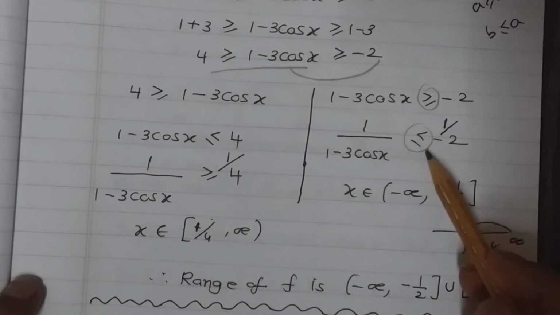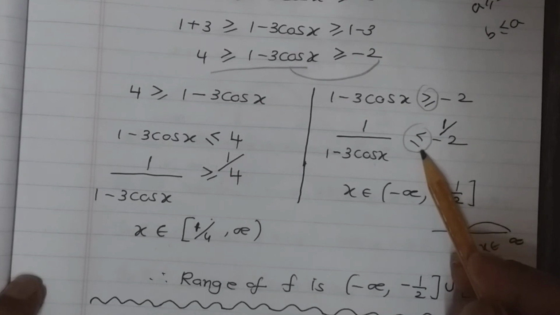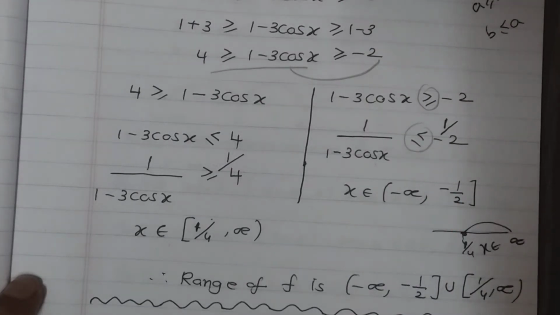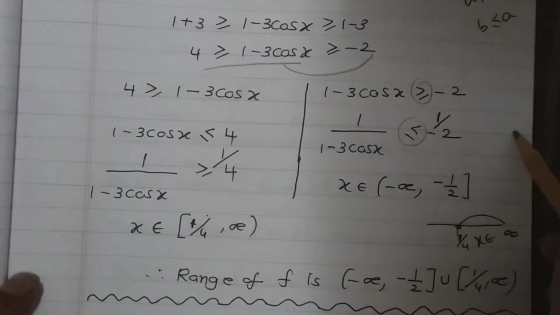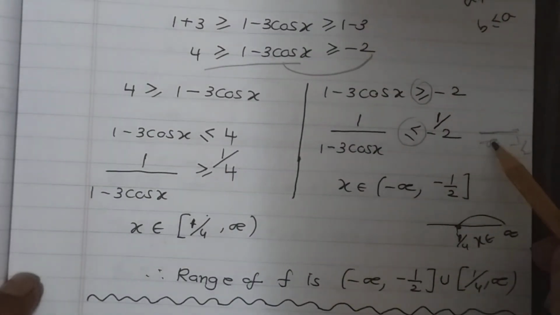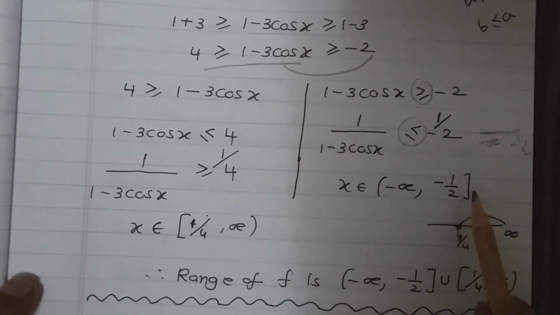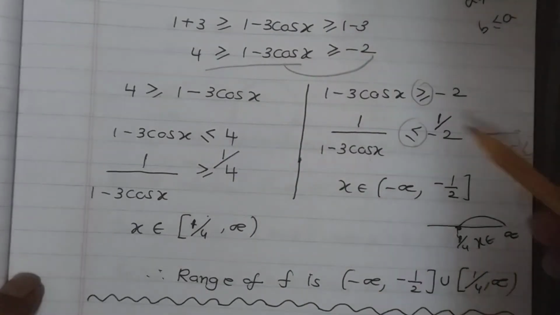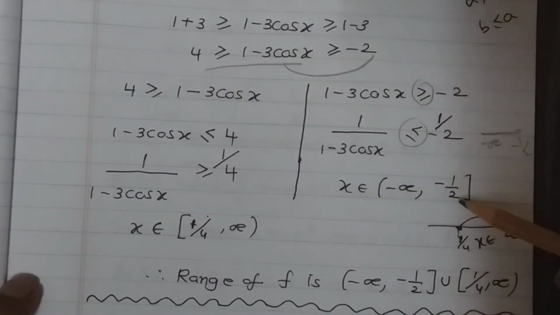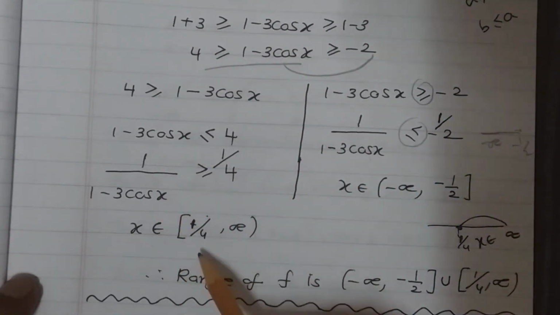So less than or equal to means what? Less than minus 1 by 2, but the equal to sign is also there. Okay, so minus 1 by 2 is included, and all the values below it. So it goes from minus infinity up to minus 1 by 2. So minus infinity comma minus 1 by 2, here it is closed because the equal to sign is there. So from this inequality x belongs to this interval, from the other inequality x belongs to that interval.